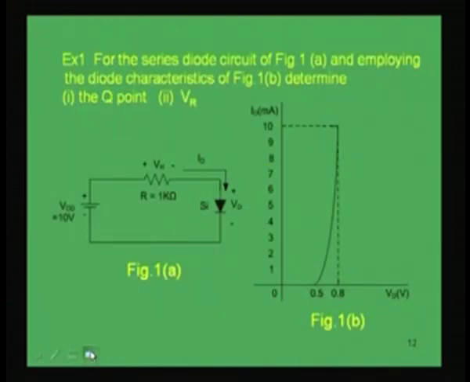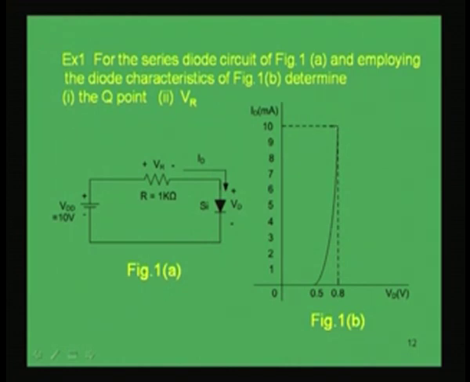For example, now consider a series diode circuit given in figure 1. Here the applied voltage VDD is 10 volt, the resistance applied externally in the circuit is 1 kilo ohm, and this is the diode, which is a silicon diode, as mentioned here. The diode used in this circuit has the characteristic given by figure 1b. This is the characteristic curve of the diode. You can see that after 0.5 volt the current starts to rise, and at 0.8 volt it has 10 milliampere current flowing through it. So, this characteristic curve is given to you.